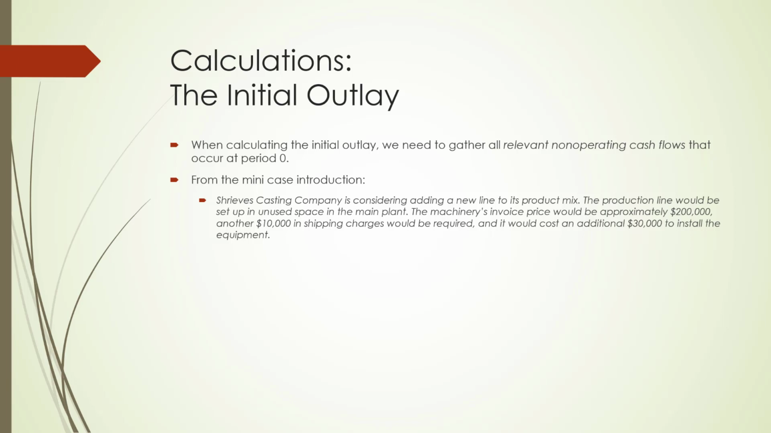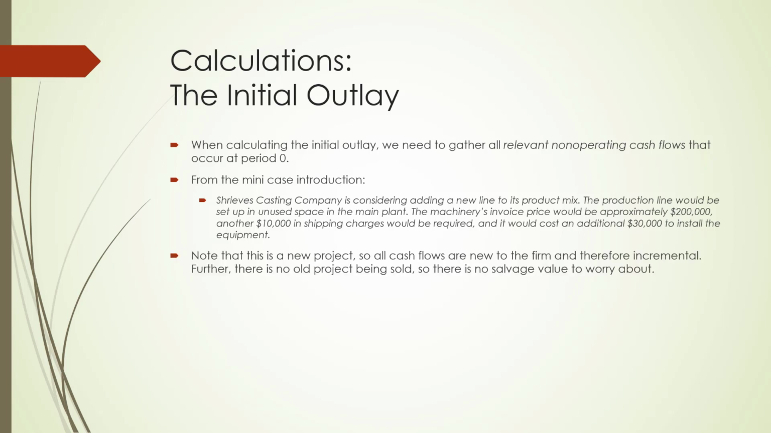So in the mini case, it said that Shreve's Casting Company is considering adding a new line to its product mix. The production line would be set up in unused space in the main plant. The invoice price would be $200,000. Another $10,000 in shipping charges would be required, and it would cost an additional $30,000 to install the equipment. So I've only included the relevant part here, the part that discusses the cash flows associated with the initial outlay. So here we have $200,000 plus $10,000 plus $30,000 gives us $240,000 for our initial outlay.